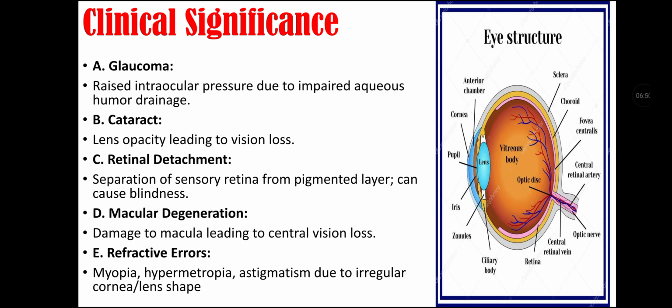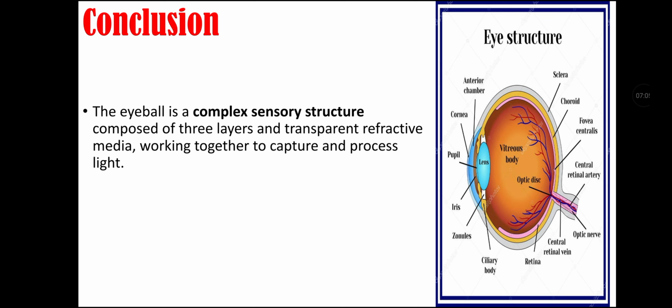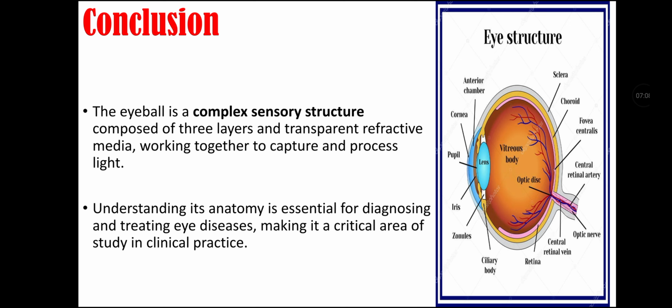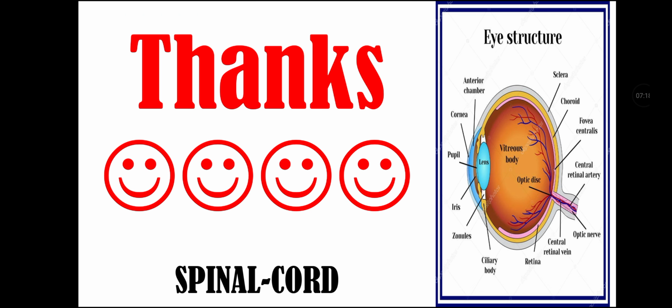Conclusion of this lecture video. Eyeball is a complex sensory structure that is composed of 3 layers and transparent refractive media. They work together to capture and process light. Understanding its anatomy is essential for diagnosing and treating eye diseases, and this makes it a critical area of study in clinical practice. And this was all about eyeball structure.